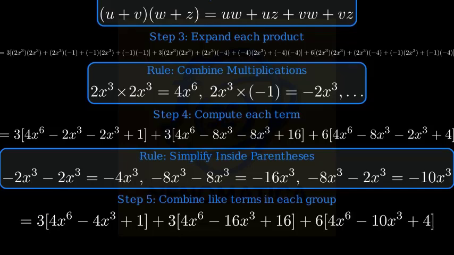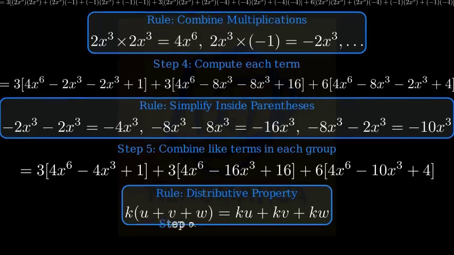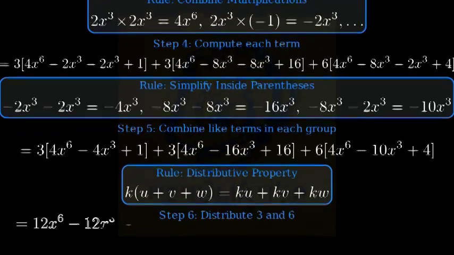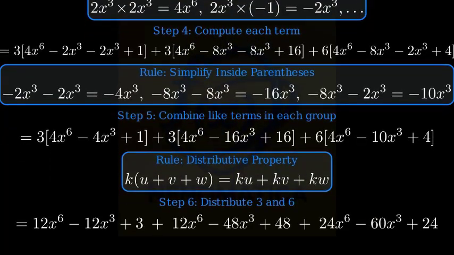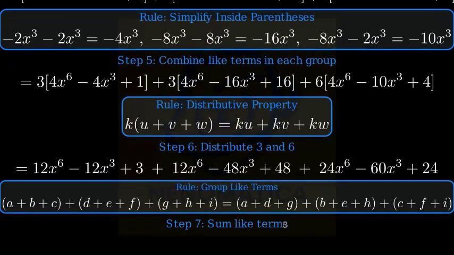Moving on to step 6, we'll apply the distributive property to multiply each term inside the brackets by the coefficient outside. So we'll multiply by 3 in the first two groups and by 6 in the third group. In step 7, we'll group like terms together from all parts of our expression. We'll collect all the x to the 6th power terms, all the x cubed terms, and all the constant terms.